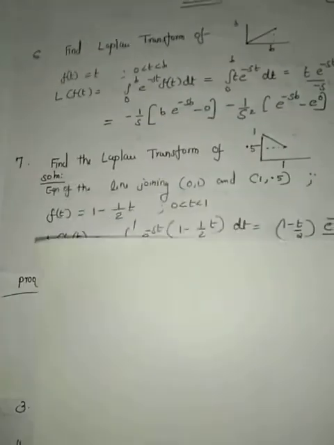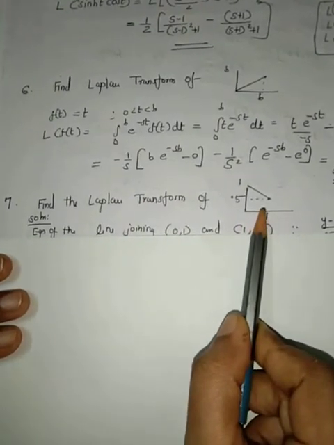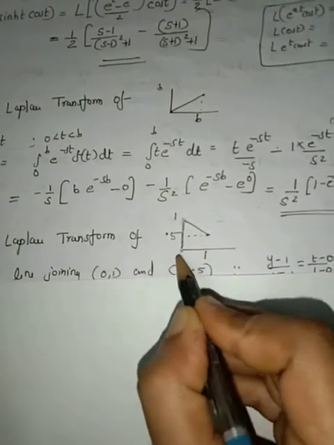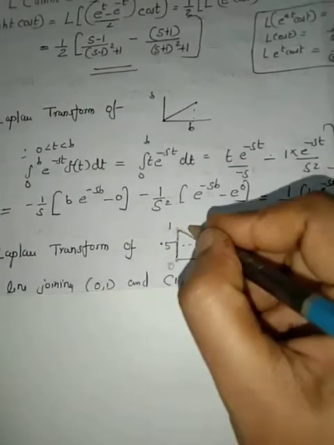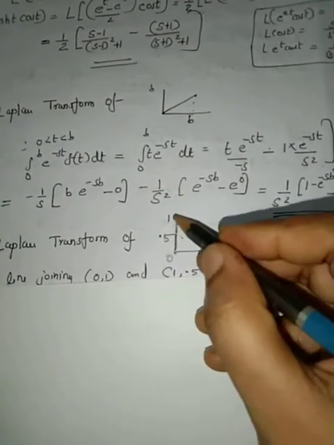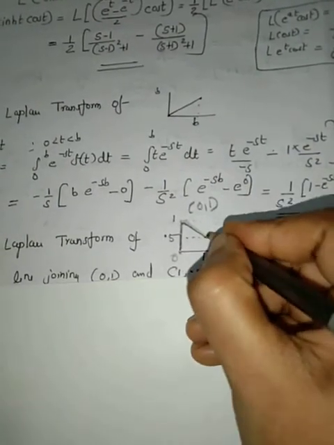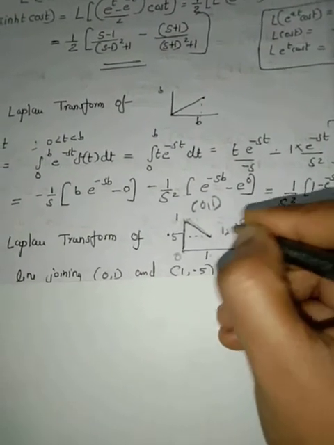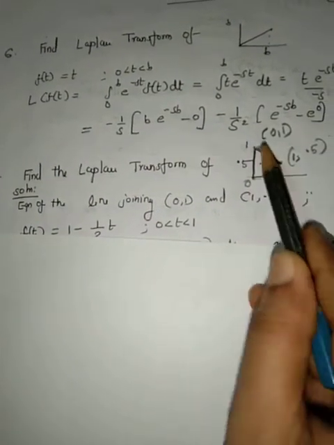Also, consider the last problem in this page. Look at the problem. Find the Laplace transform of the function here. Here the graph starts at the point 0. 0 to 1, the graph is the line joining the points: the point 0, 1, and the point where x value is 1 and y value is 0.5. Therefore the points are 0, 1 and 1, 0.5. The function is defined in the interval 0 to 1, and the graph is a line.